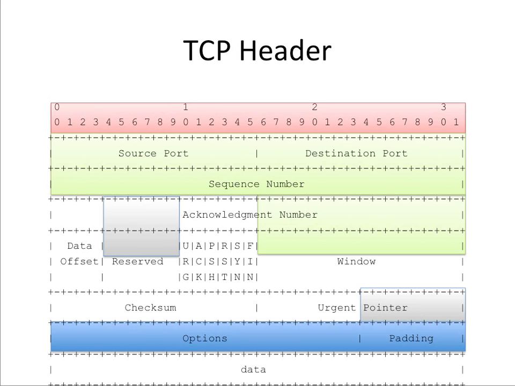So we have the ports, source port and destination port. Why do we need these ports? Okay, that's how we identify the endpoints, right? For example, web server, destination port 80 if we're sending a request to the web server.